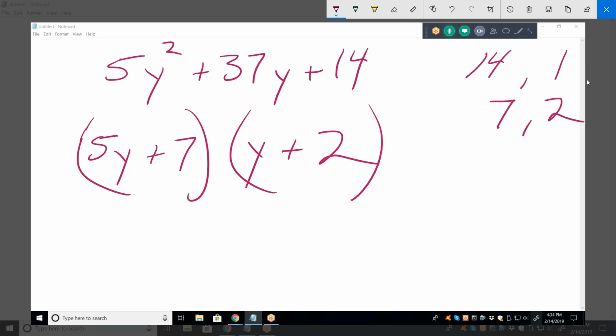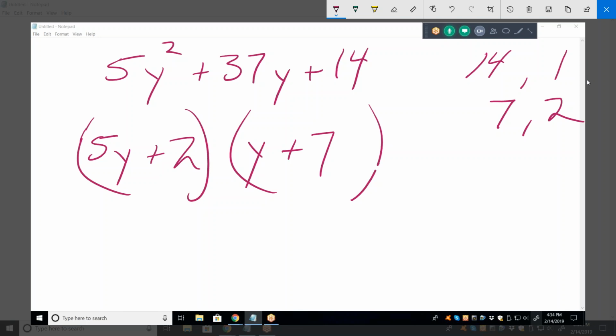7, 1, no. Not even close. So I'm immediately going to switch them and try 2 and 7. Does that work? Yes, it does. Bingo. We got our answer. So even these harder problems are not really that hard. You just have to follow the correct method every time.